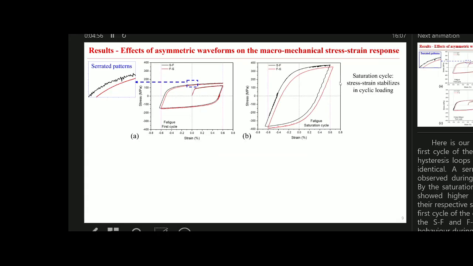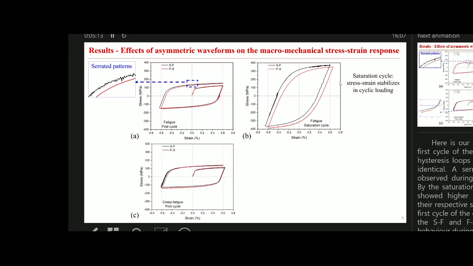And then we can find a more significant difference between these two waveforms by the saturation cycle. We can find that the peak stress is higher in the slow loading direction in the SF test, while it's higher in the fast tension slow compression in the FS test.